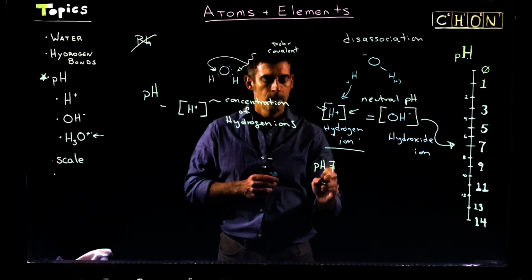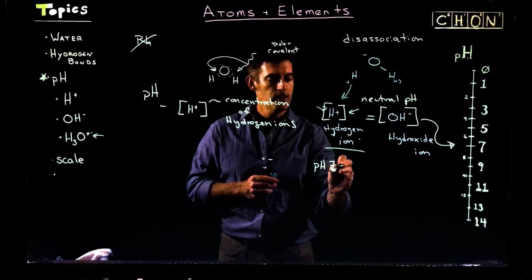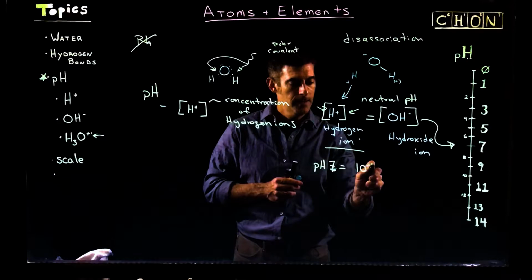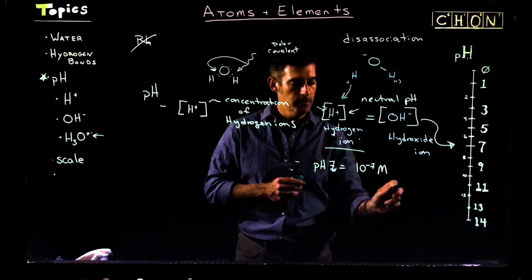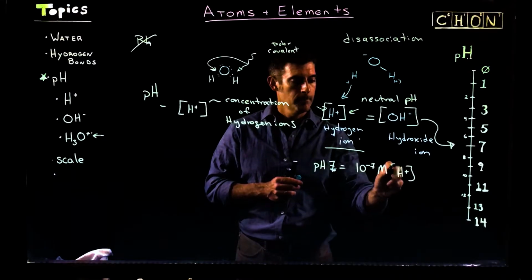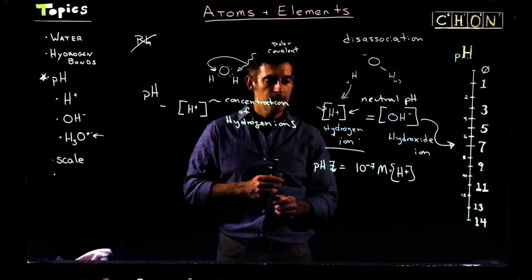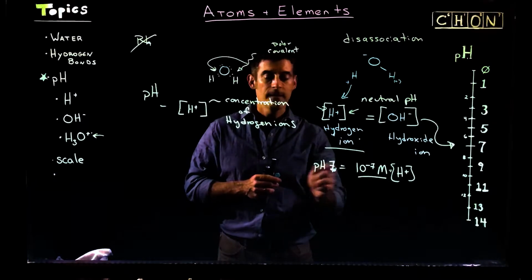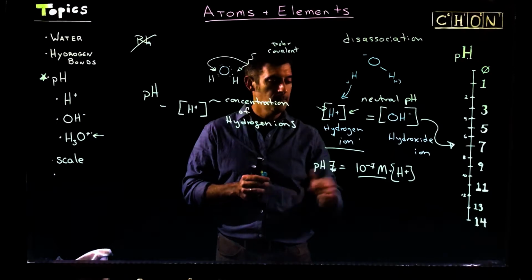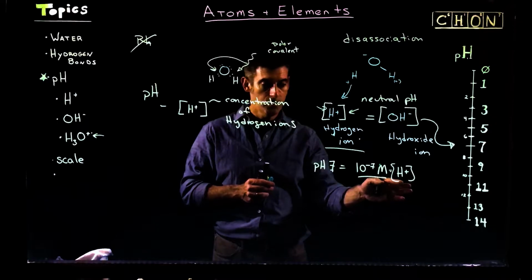what we really mean is pH 7 is equal to 10 to the negative 7th molar hydrogen ions. So the concentration of hydrogen ions is 10 to the negative 7th molar, and that's a pH of 7. Right now you might not really follow, but just take that down, because that is a true statement.